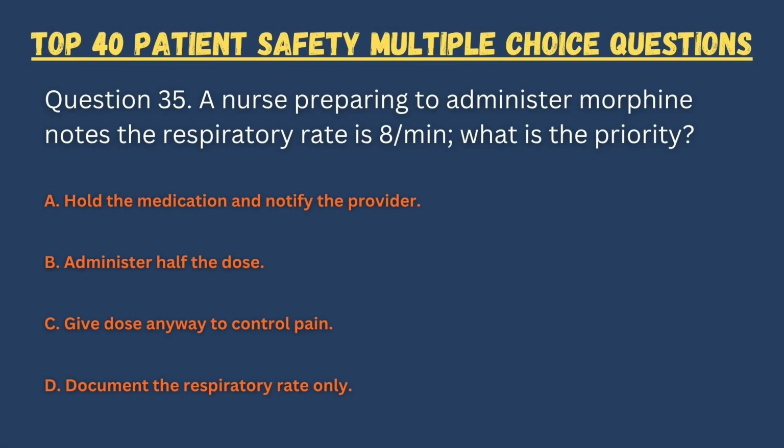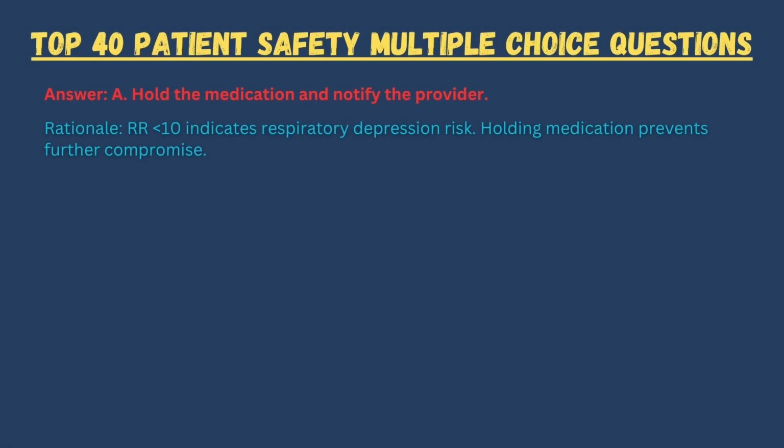Question 35. A nurse preparing to administer morphine notes the respiratory rate is 8 per minute. What is the priority? A. Hold the medication and notify the provider. B. Administer half the dose. C. Give the dose anyway to control pain. D. Document the respiratory rate only. Answer. A. Hold the medication and notify the provider.